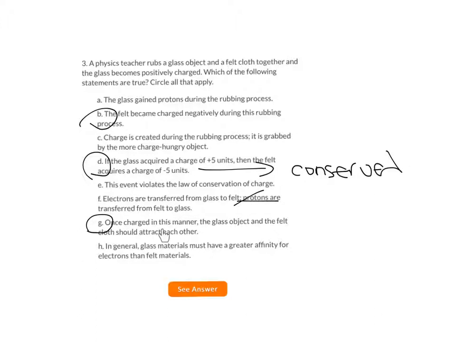G, once charged in this manner, the glass object and the felt should attract each other. That is true, since they are opposite charges. And H, in general, glass materials must have a higher affinity for electrons. Well, remember, the glass became positively charged. So if it's positively charged, it's lost electrons. It has a lower affinity, okay? So that's how you do charging by friction.